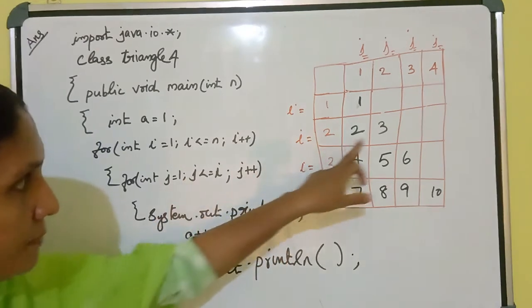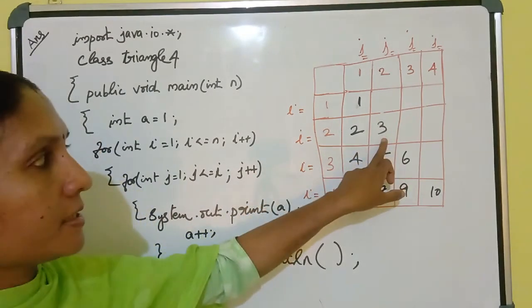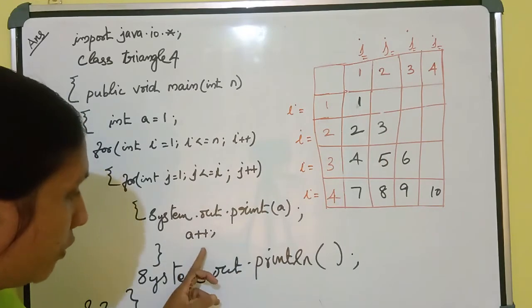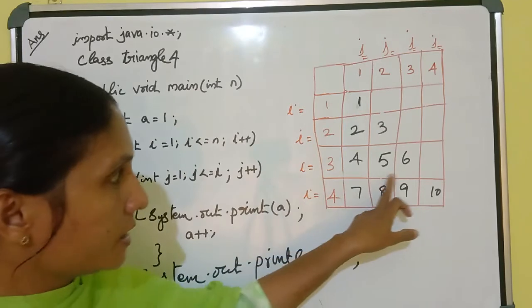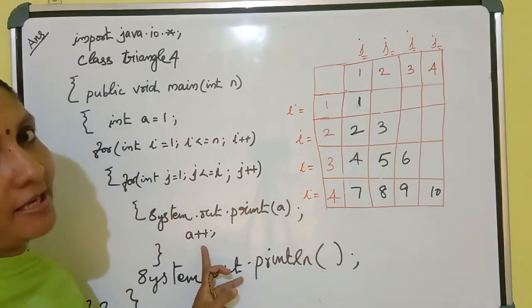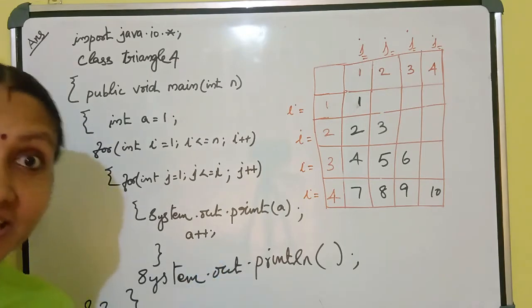Next we have two columns here. Then a plus plus means we will get 3 again. When you go to the next line, the value of a is equal to 4. Then 5, you will get 6. That's because a is varying each time. In each column the value of a is varying. Like that way we can give.